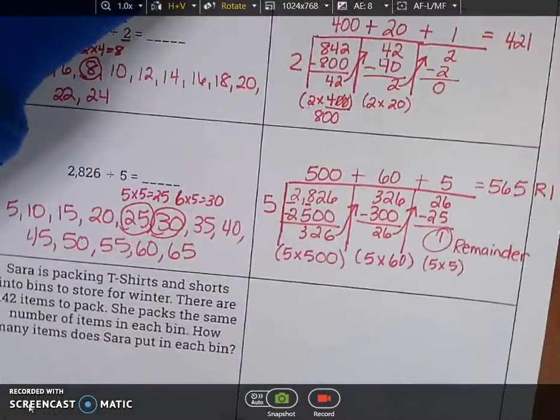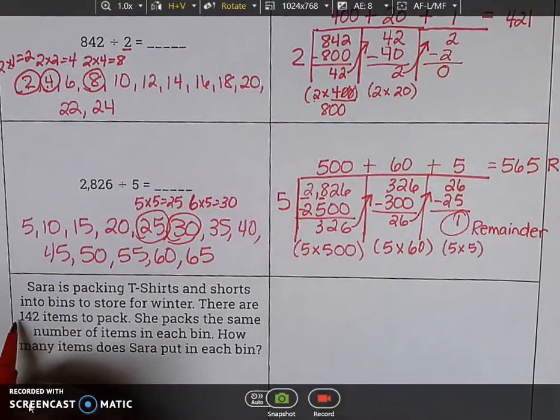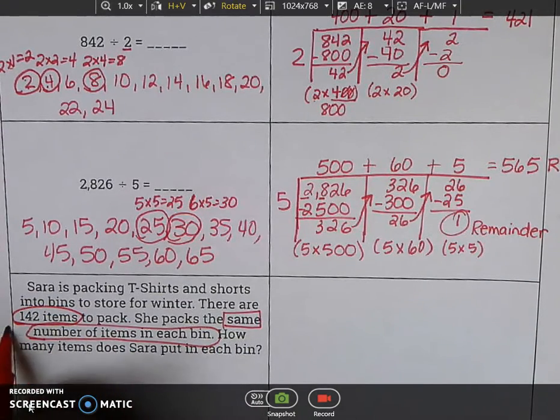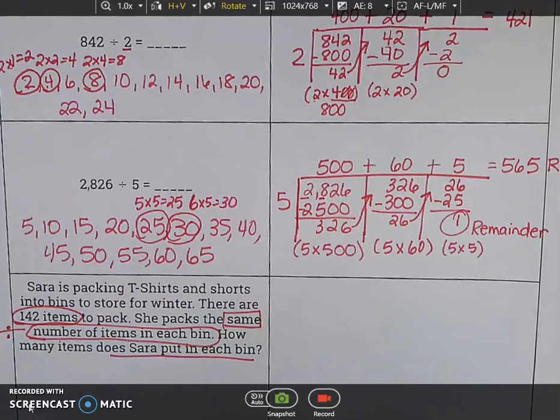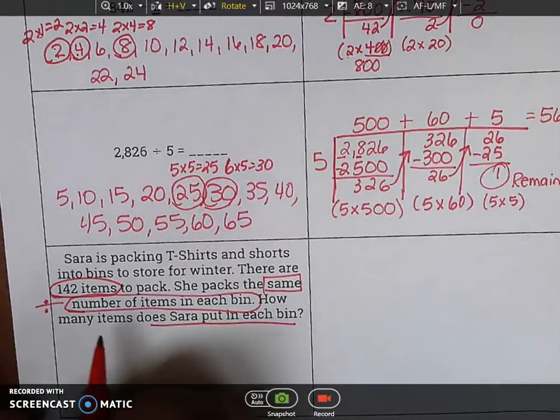All right, last one. Sarah is packing t-shirts and shorts into bins to store for winter. There are 142 items to pack. She packs the same number of items in each bin. That tells me right there that we're going to divide. How many items does Sarah put into each bin? Oop, I just realized something. They didn't tell us how many bins there are. So let me add that in.